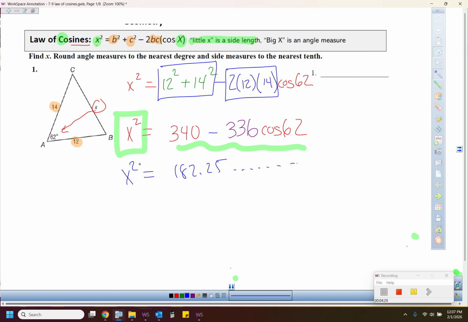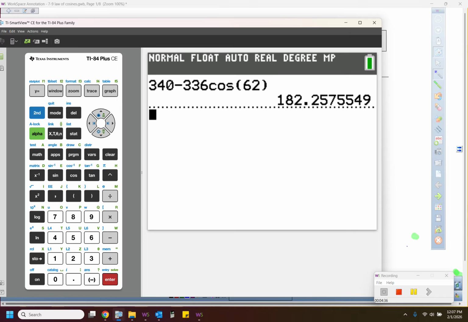Don't we need to square root that, guys? So what I'm going to show you, you've probably seen before, but I'm going to use the previous answer button. So I'm going to hit second square root, so it's going to ask me to square root something.